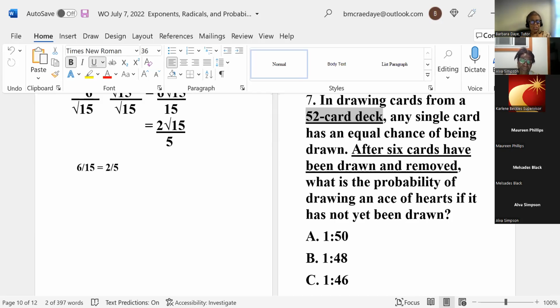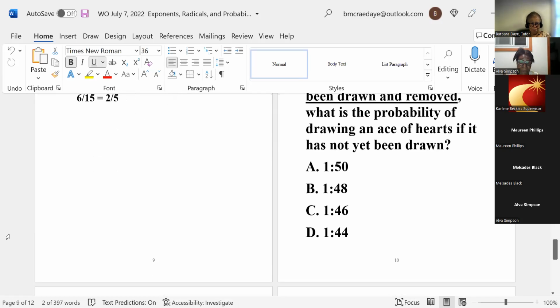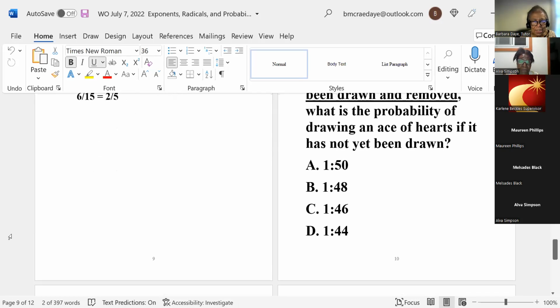That's right. So 6 cards were drawn and removed. So that 52 card deck became a 46 card deck, right? So what is the probability of an ace of hearts, when you haven't gotten an ace, out of 46 cards, Alva? What would be the answer? Would it be D? How many cards do you have left? 46. So what would be the answer? Oh, okay. Now I understand. It would be C. That's right.